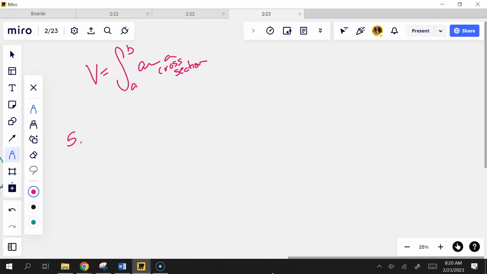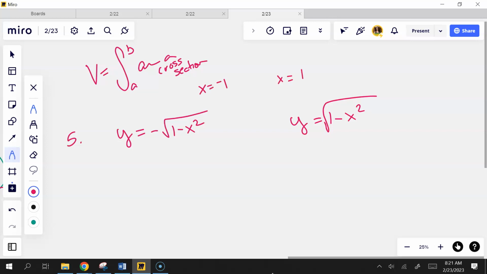All right, let's say the solid lies between planes. This is number 5, by the way. Perpendicular to the x-axis at x equals -1 and x equals 1. The cross sections perpendicular to the x-axis between these planes are squares whose bases run from the semicircle y equals negative square root of 1 minus x squared to y equals square root of 1 minus x squared. Find the volume of the solid, from x equals -1 to x equals 1.